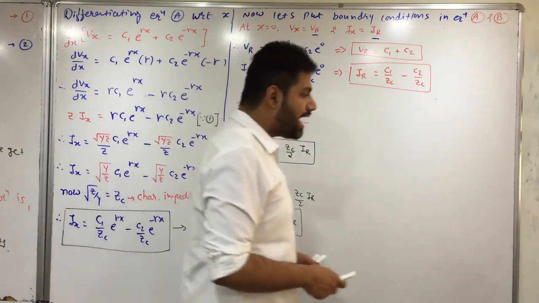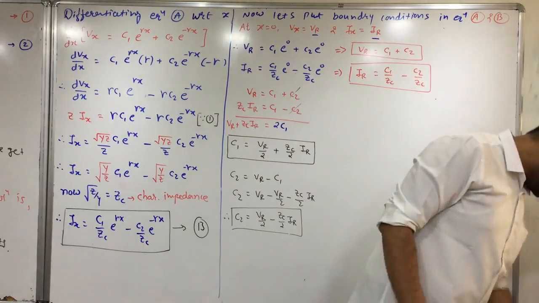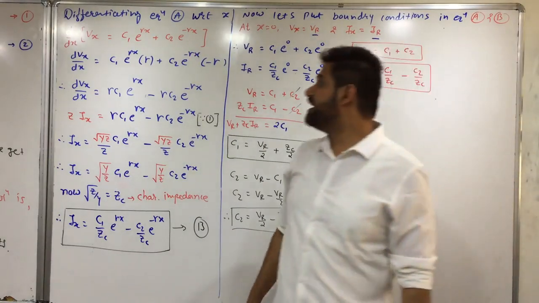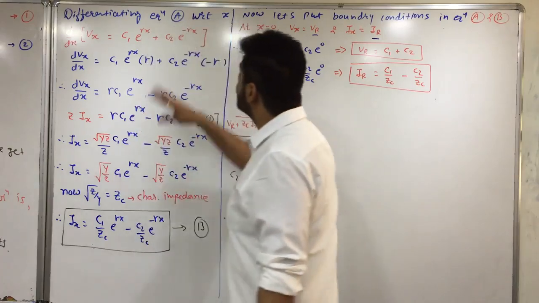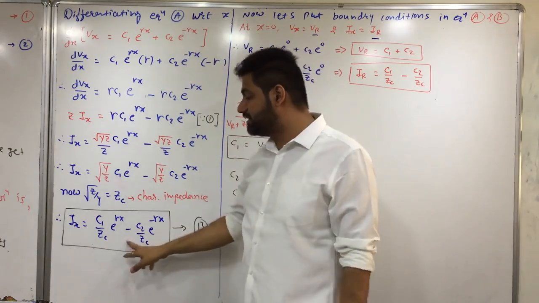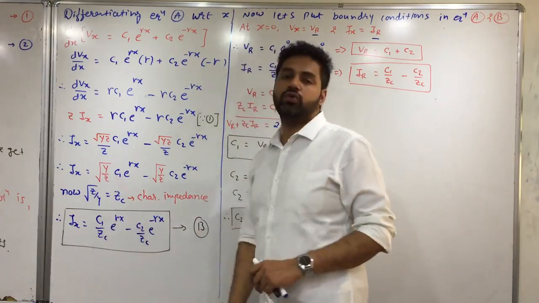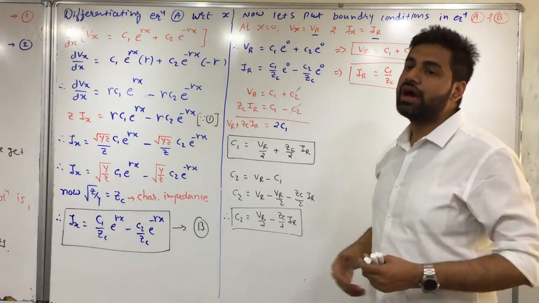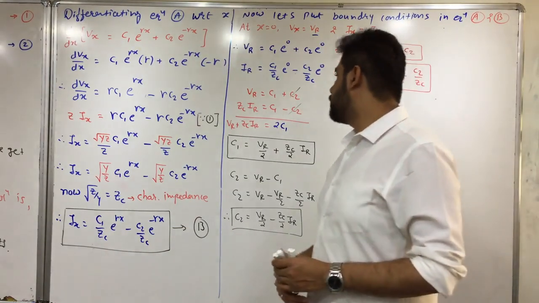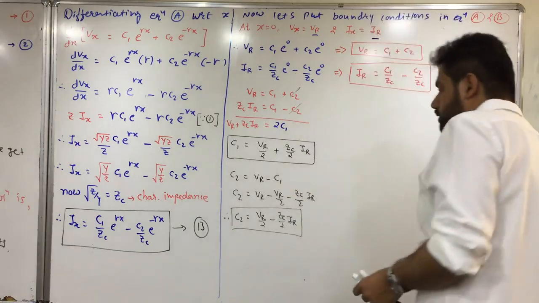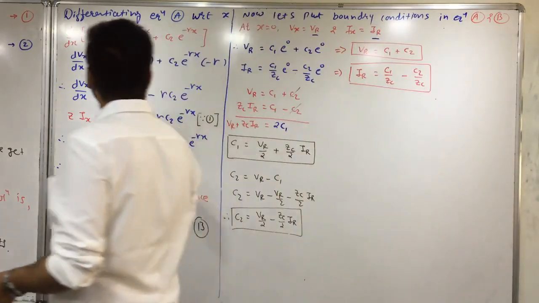Now by knowing these values, we have to find the values of current and voltage, that is Vx and Ix. So Vx is this, and Ix is this. I'll be putting the values of C1 and C2 over here to find the current and voltage equations. So let's do it. I'll be rubbing all these things.